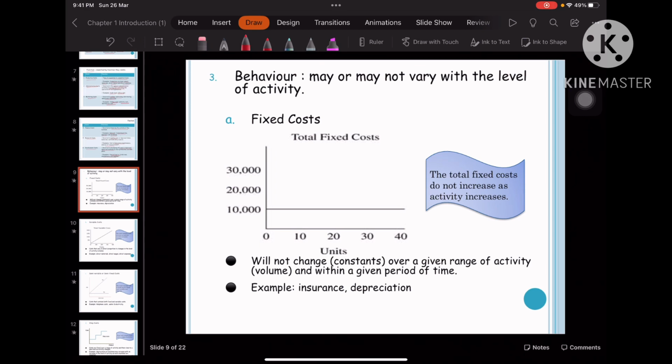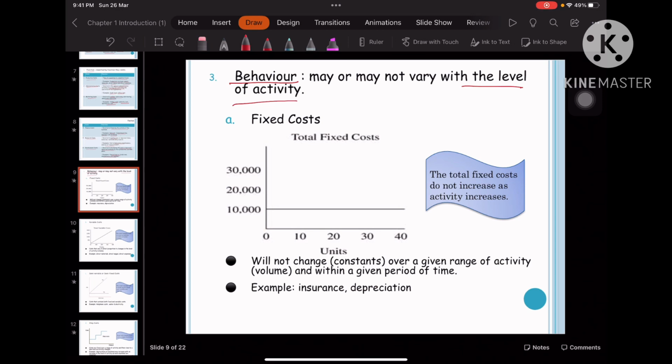All right, number three, we can classify our costs according to their behavior. Right, so the cost also, how do they behave? So the cost will behave according to the level of the activity. So it means that when the units increase, the cost will increase.